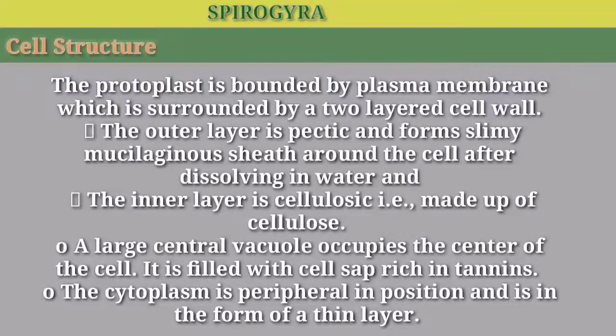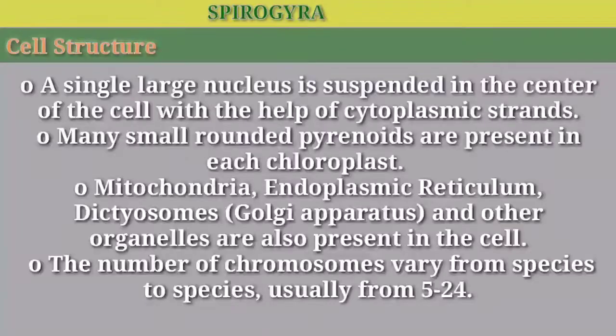The cytoplasm is peripheral in position and is in the form of a thin layer. A single large nucleus is suspended in the center of the cell with the help of cytoplasmic strands. Many small rounded pyrenoids are present in each chloroplast. Mitochondria, endoplasmic reticulum, dictyosomes, Golgi apparatus, and other organelles are also present in the cell. The number of chromosomes varies from species to species, usually from 5 to 24.